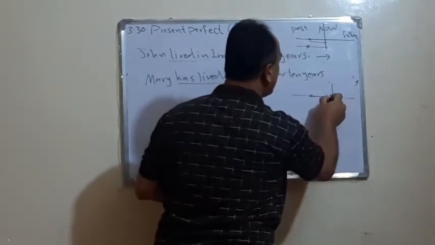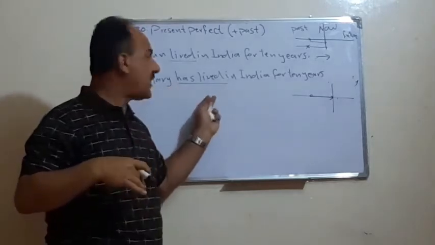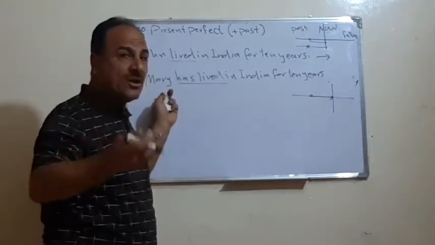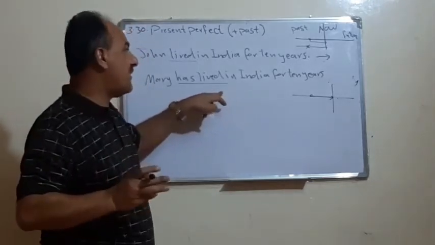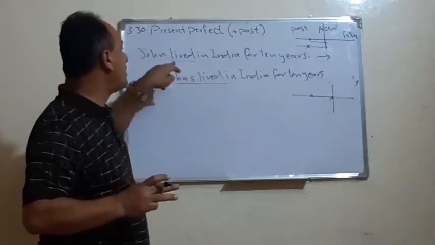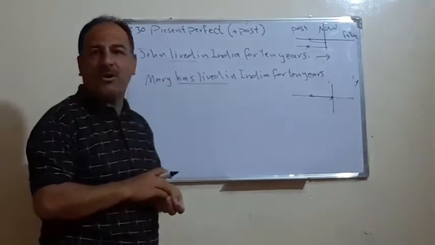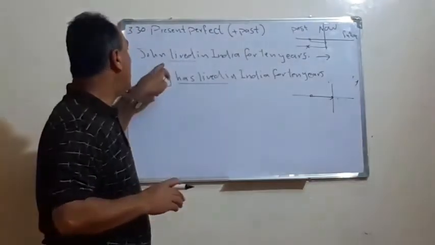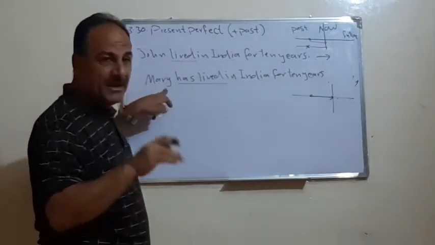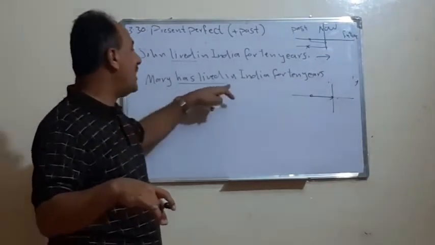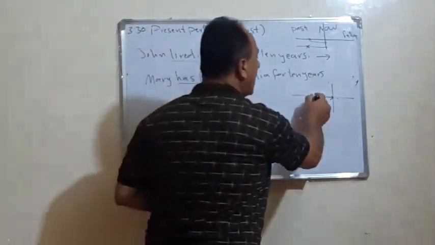Up to now he completed 10 years, and we don't know whether he or she is going to continue living in India anymore or not. This is the first difference. The second difference, there is a possibility that John is no more living. Possibly he died at this moment. But in this, no, Mary is still alive, and she has a possibility or chance to continue staying in India or settle in India.